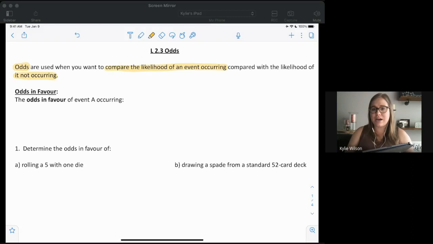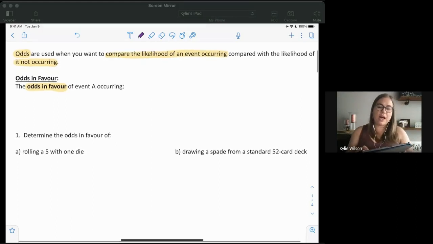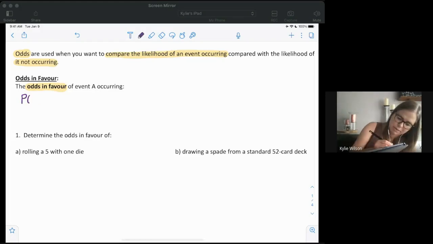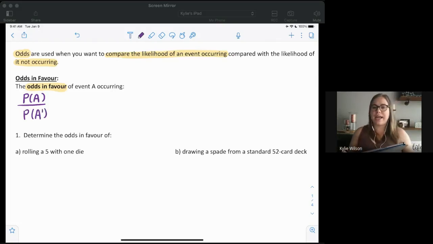So here's our first formula. We'll jump right in. The odds in favor of event A occurring are my probability of event A occurring divided by my probability of A not occurring, or A complement.